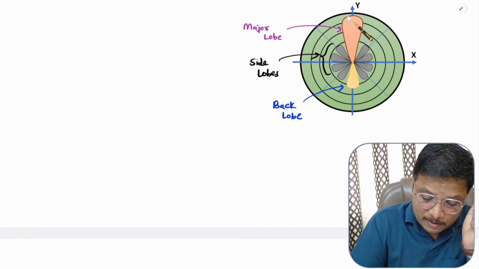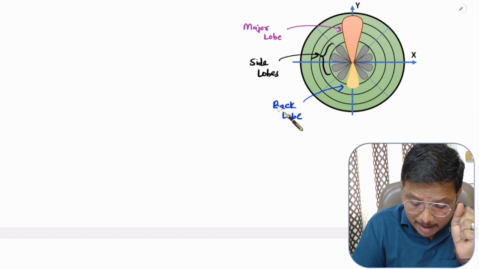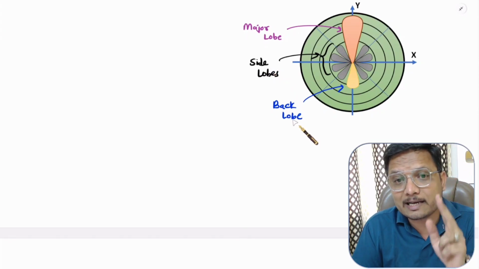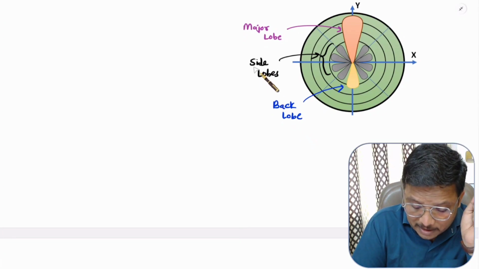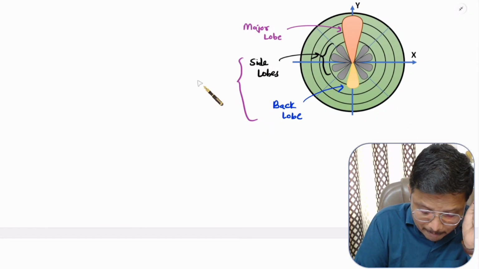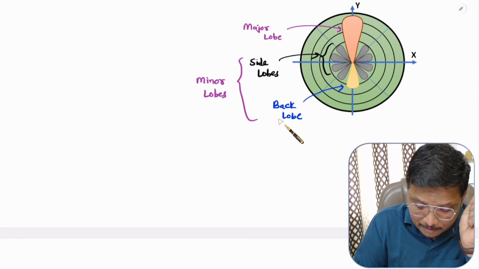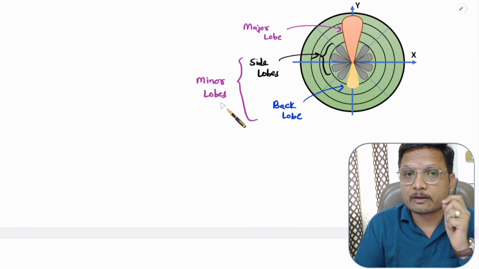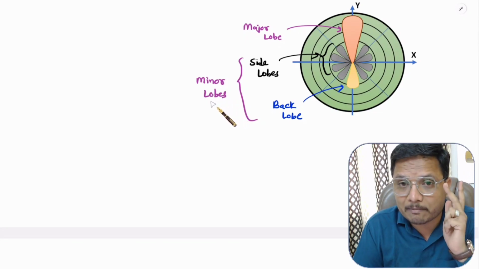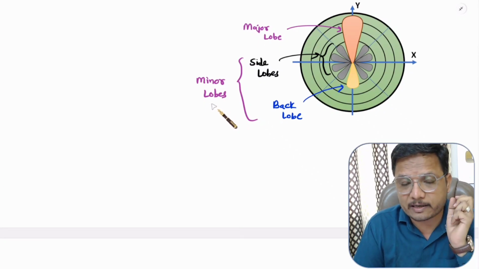So the major lobe is in the desired direction, and the side lobes and back lobe are in undesired directions. The combination of side lobes and back lobe is also referred to as the minor lobes of antenna. So based on major lobe and minor lobe, one can understand beam efficiency and stray factor.